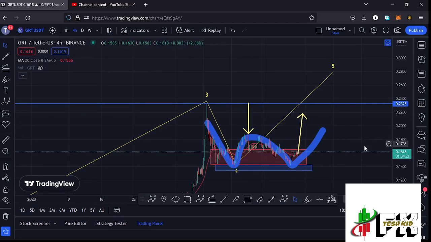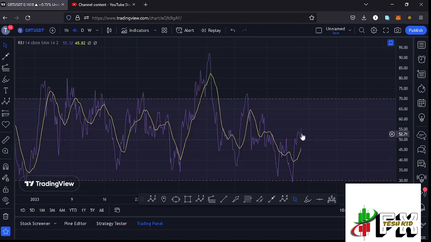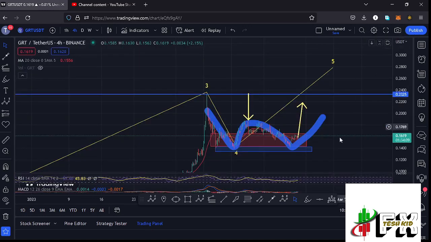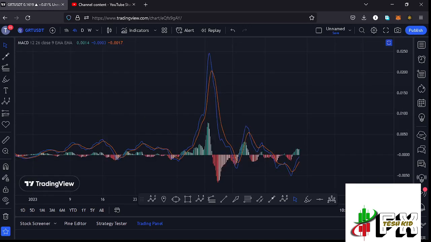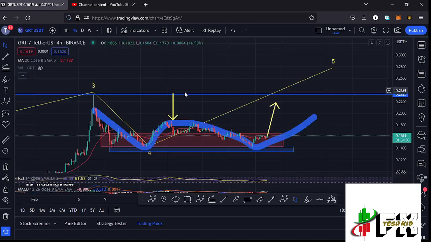And before I give you the long-term scenarios, we can first take a look at the indicators, where you can see that on the RSI, we are trading at around the 55 mark, meaning we have massive room for us to fully support higher prices in the formation of that wave 5. Also taking a look at the MACD, we have been able to print a bullish cross, fully supporting higher prices in the formation of that wave 5.